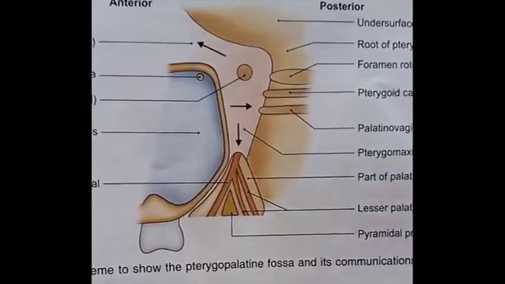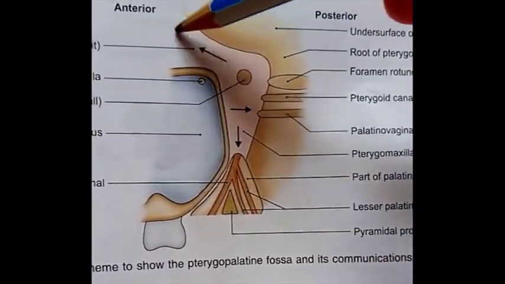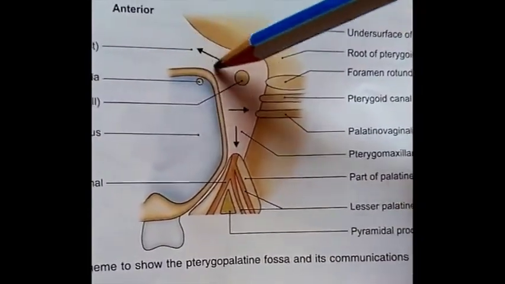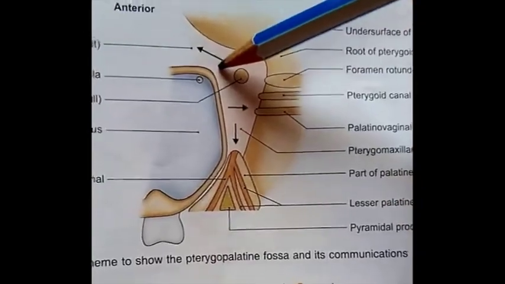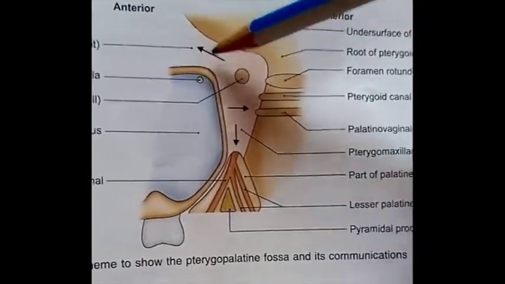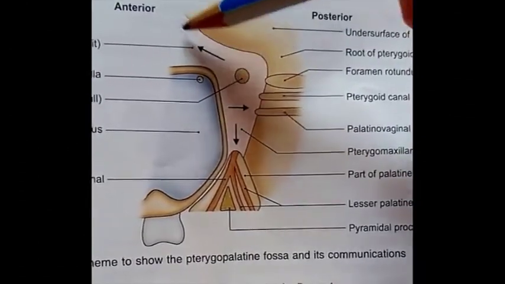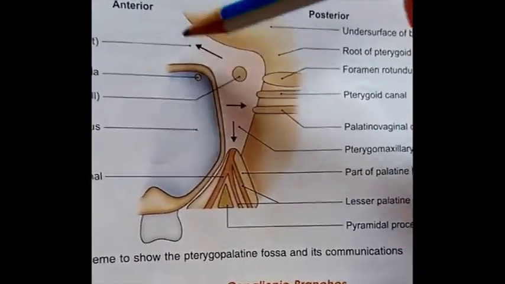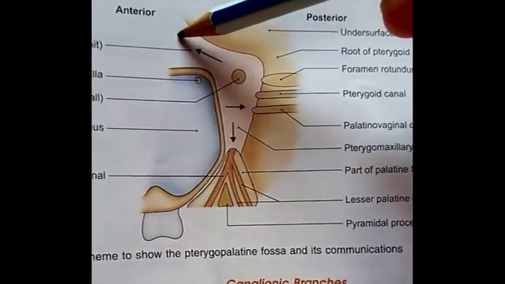First of all, anterior communication. So this is the anterior aspect. Here it communicates with the orbit through the inferior orbital fissure. So this area is the inferior orbital fissure. It leads into the orbit, and this fossa communicates with the orbit anteriorly.